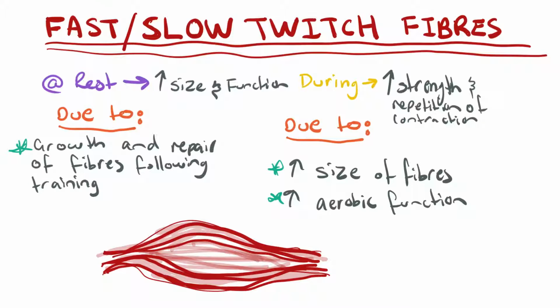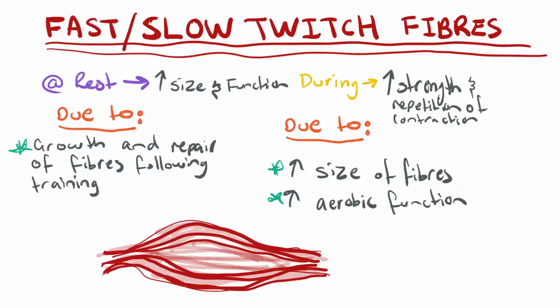So let's start to have a look at how our fast and slow twitch fibers are affected as a result of training. So at rest, the size and function of our fast and slow twitch fibers increase. And during, the strength and repetition of the contraction increases. So going back to what we were talking about before about muscle hypertrophy, a lot of muscle growth and development happens during rest when our body is putting protein back into the muscles for growth and repair. So growth and repair happens following a training session. So therefore, that's why at rest, we have an increase in size and function of these fibers.